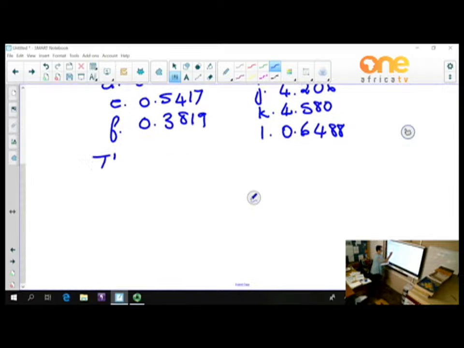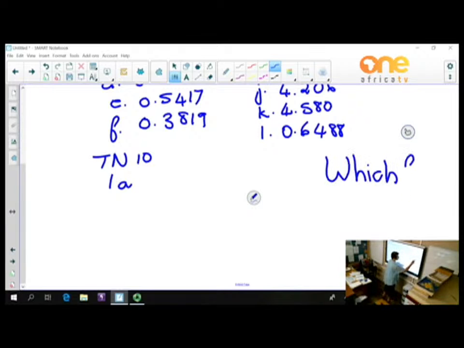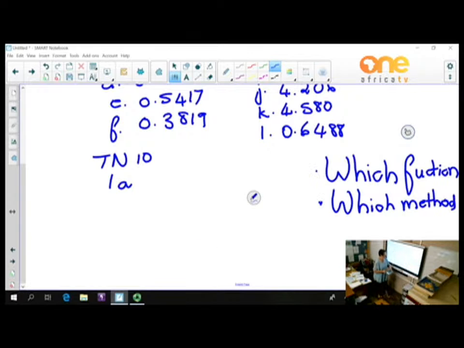So now we come to try now 10. Try now 10. Find the value of the unknown in each of the following. Now we're going to ask ourselves the 2 questions. Which function and which method? I'm going to show you the methods now to do this. But we need to choose the correct function. So what do I mean by that? Sine, cosine, or tan. How are you going to know? Look at the sides. The sides will tell you. If you don't understand, go back to the previous lessons.